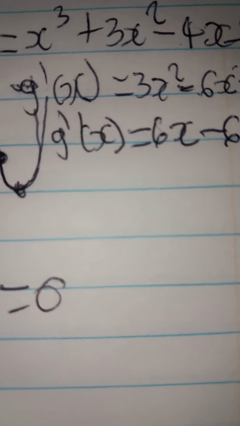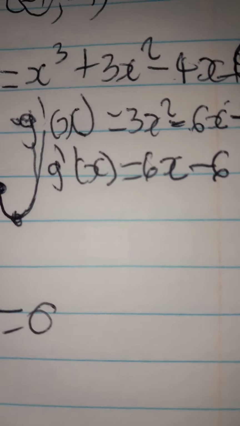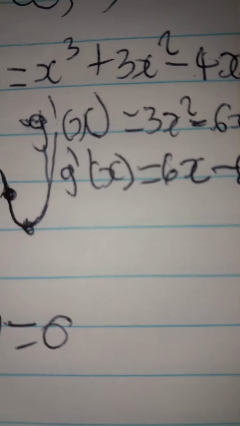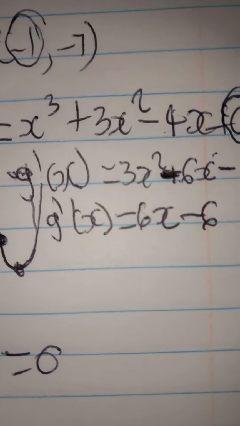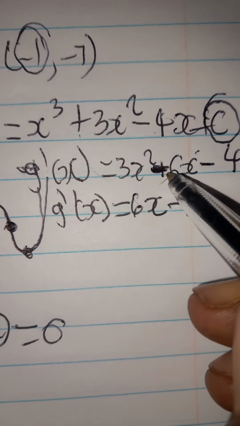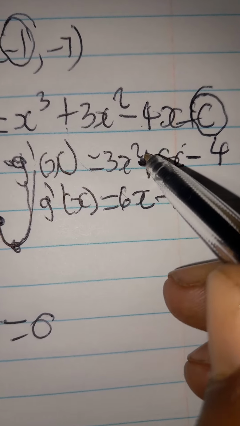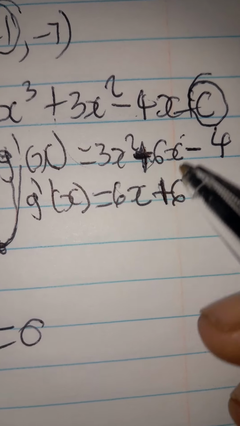I feel like I'm making a mistake here. Where am I making my mistake? All right, let's work this. We should go back there. Oh, I saw here it's plus, but I put minus, so it should be plus. Sorry for that. So it's going to be 6x plus 6.